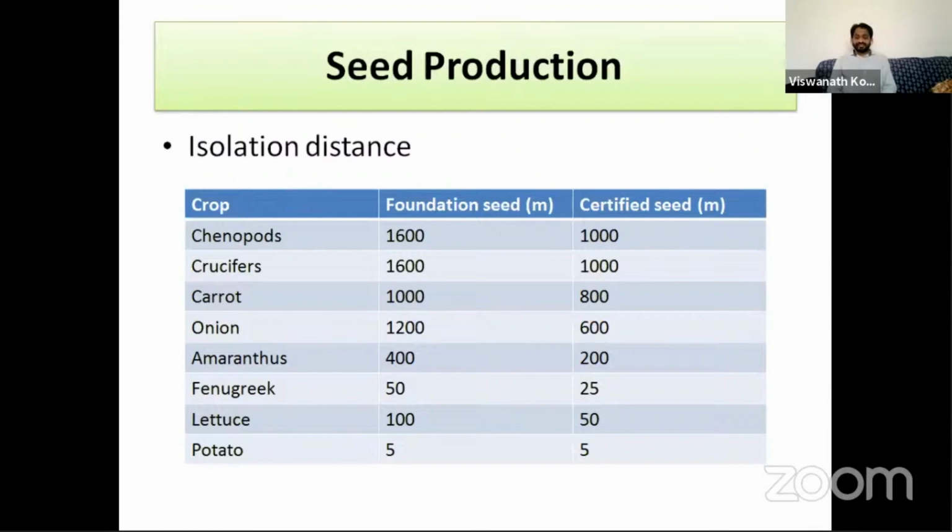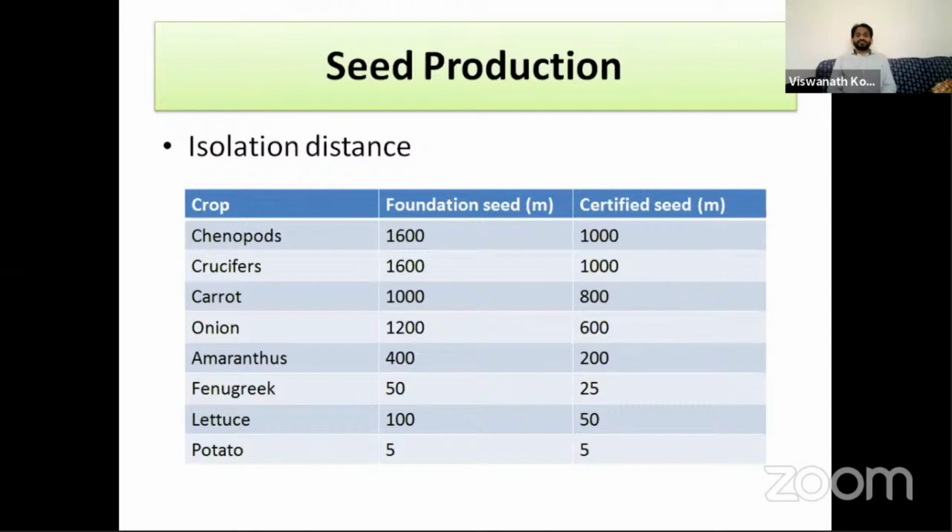So while producing the seed, we should prevent unwanted contamination from other varieties or other compatible crop species, so we have to maintain an isolation distance during seed production. This isolation distance depends upon the mode of pollination. In the case of chenopods and beetroot, pollination is done by wind. The wind can travel long distances, so we have to maintain a long isolation distance.